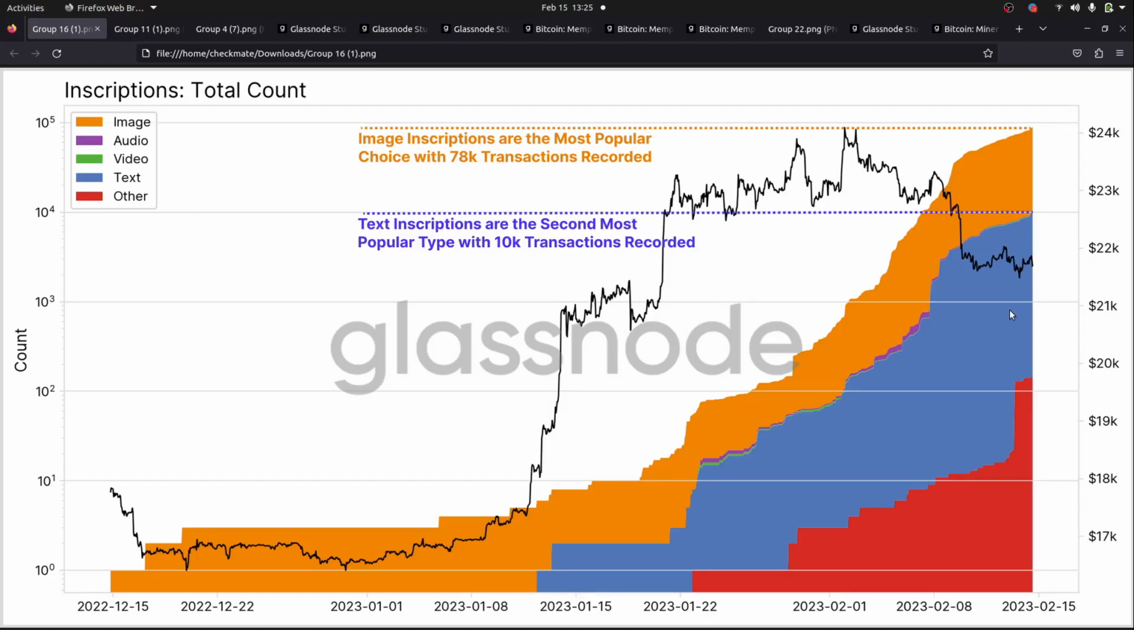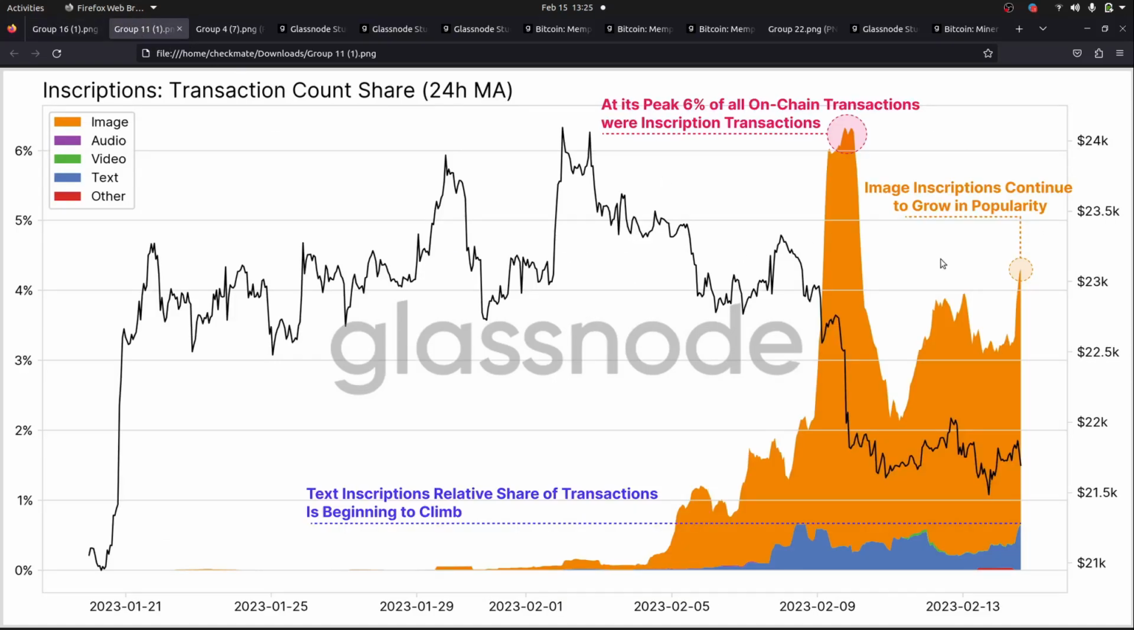If you're only moving UTXOs around with no inscription, you're essentially a very, very dense transaction per byte. The amount of value that you can get out of that transaction is much higher than if you're inscribing a JPEG or a video or something like that. So anyway, kind of interesting that images remain the dominant type. It kind of makes sense given the NFT craze that we've seen over recent years.